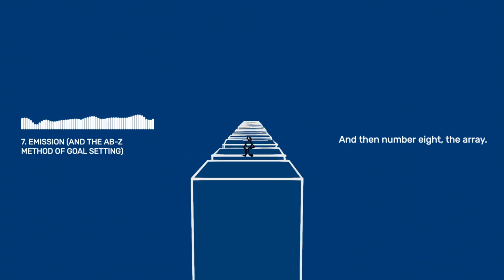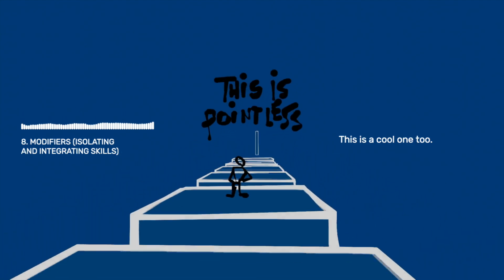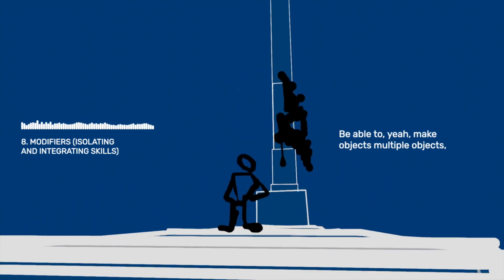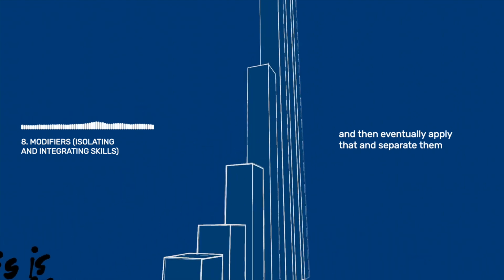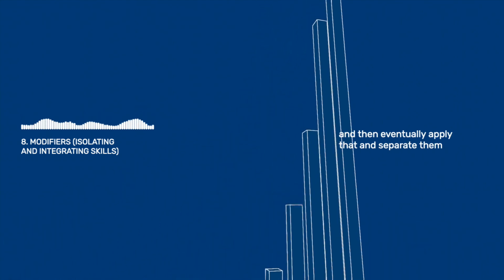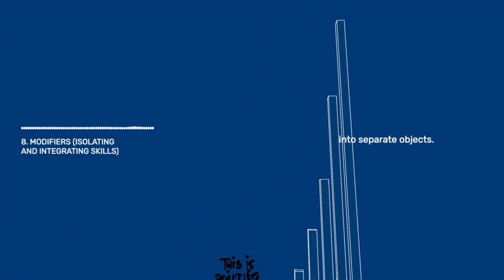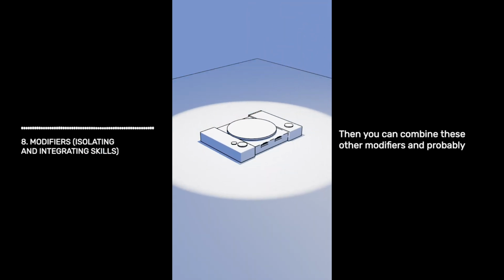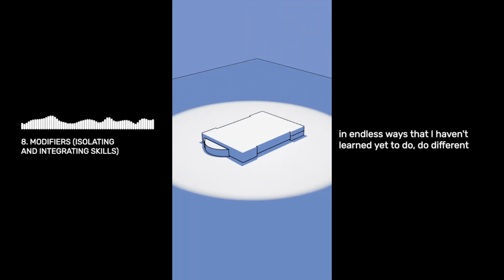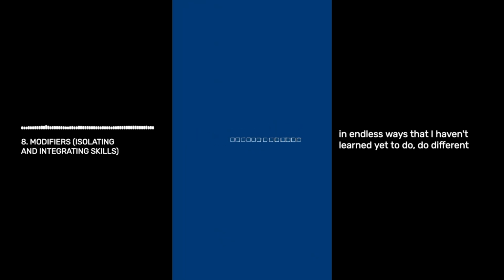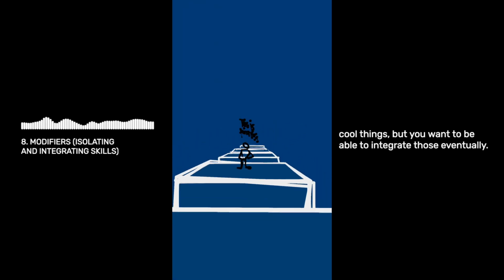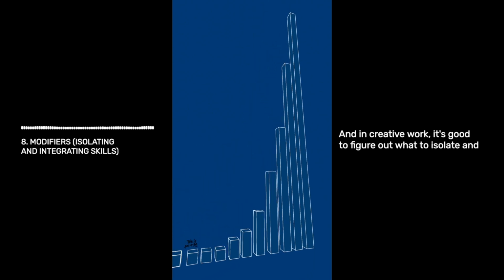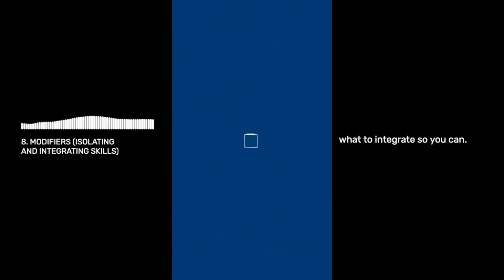And then number 8, the array modifier. This is a cool one to be able to make multiple objects, and then eventually apply that and separate them into separate objects. And then you can combine these other modifiers, probably in endless ways that I haven't learned yet, to do different cool things. But you want to be able to integrate those eventually. And in creative work, it's good to figure out what to isolate and what to integrate.